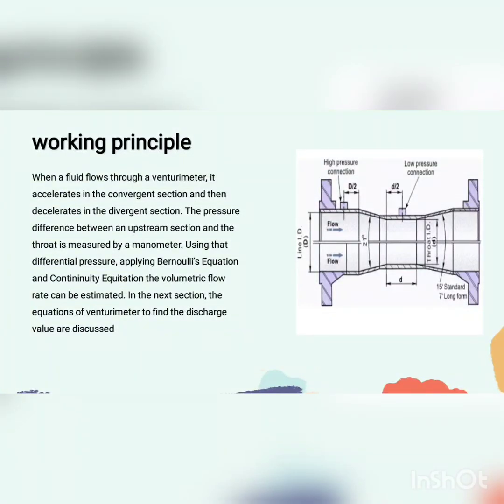And now coming to the working principle of Venturimeter. When a fluid flows through a Venturimeter, it accelerates in the convergent section and then decelerates in the divergent section. The pressure difference between an upstream section and the throat is measured by a manometer. Using the differential pressure, applying Bernoulli's equation and continuity equation, the volumetric flow rate can be estimated. In the next section, the equation of Venturimeter to find the discharge value is discussed.